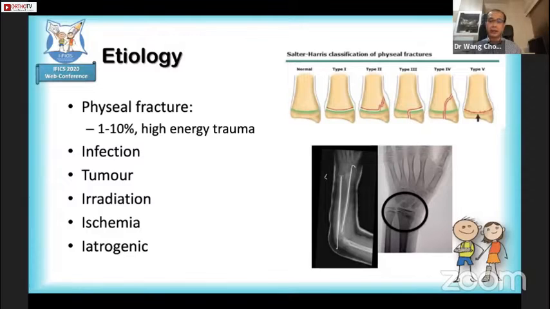And it can follow any type of Salter-Harris physeal fracture. It's more commonly seen in lower limb physeal fractures, in particular around the knee and distal tibia, because of their association with high energy trauma. The other causes of a physeal bar include infections, tumor, irradiation, ischemia, and it can also be iatrogenic, with implants of smooth pins or wire screws passing through the physis during fracture fixation.